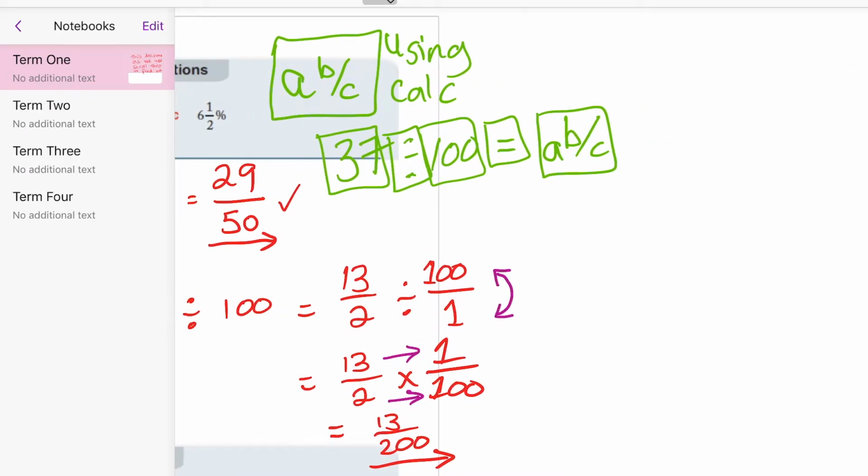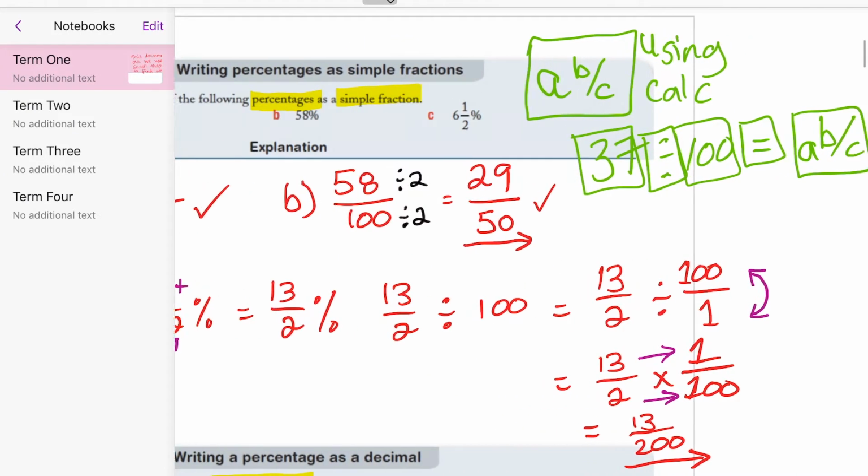So what you probably see on your calculator screen is something that looks like this. It kind of looks like a bit of an R, but what that R stands for is the fraction button, okay? So that's just a way of putting the fraction line in for you. Have a go. Let's do the next one.